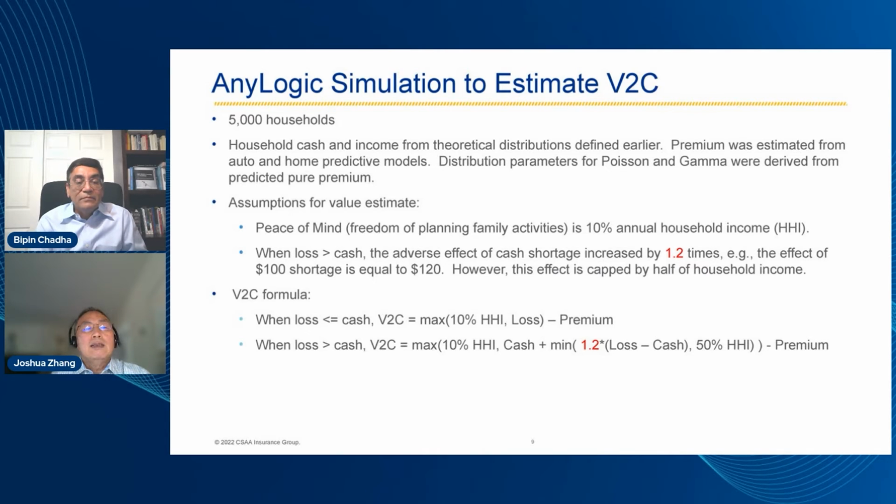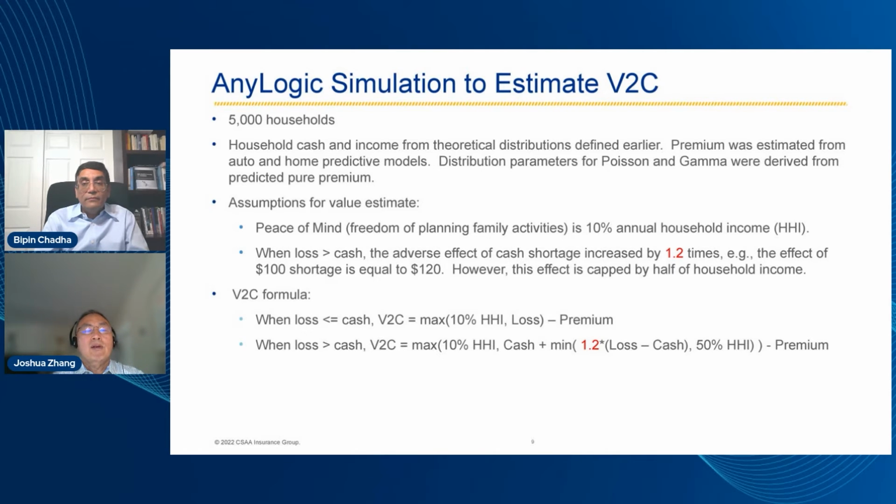So now we have already given you the building blocks. So we can talk about how the calculation was implemented in AnyLogic. We created 5,000 households in AnyLogic. For each household, cash availability, income, and the loss were generated from distributions defined earlier. Premium was provided by predictive models. We also adopted a couple of assumptions for estimating values.